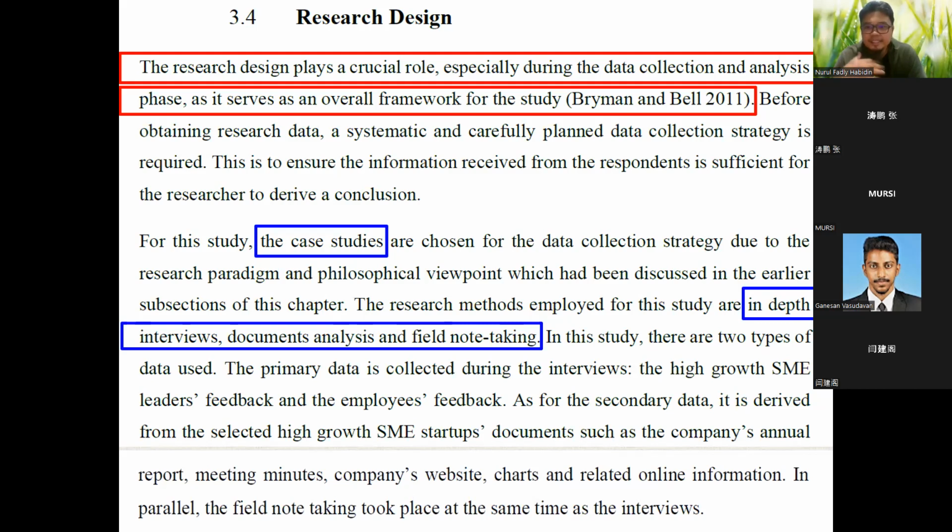In this study, there are two types of data used. The first is primary data, collected during the interview. The second is secondary data, derived from the SME startup documents such as the company's annual report, meeting minutes, company website, chat, and related online information. In parallel, field note taking takes place at the same time as the interview. So this example has two paragraphs for writing the research design.